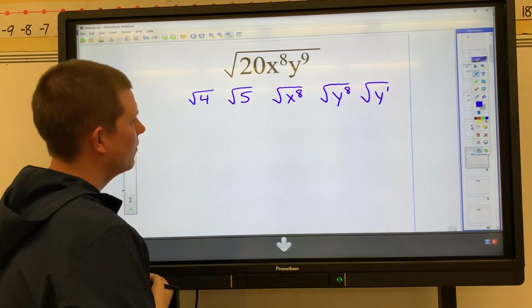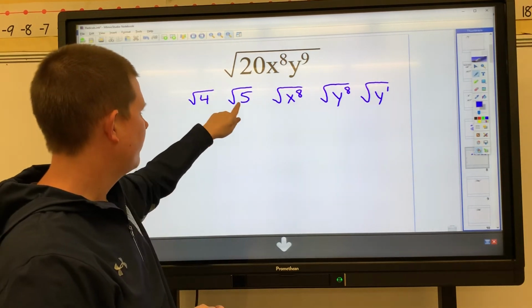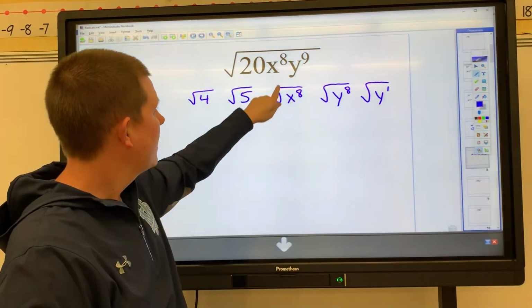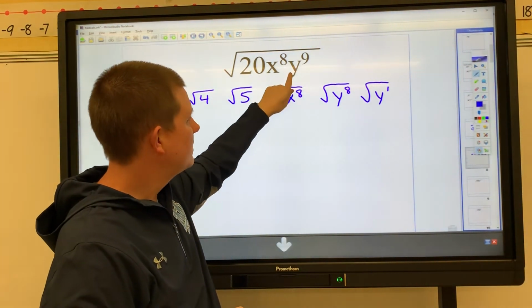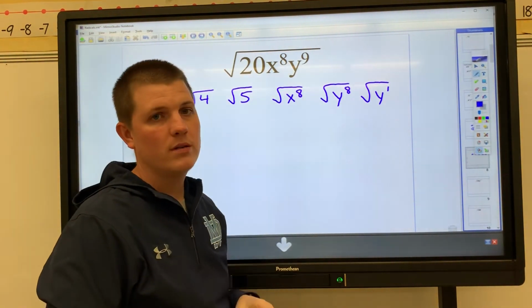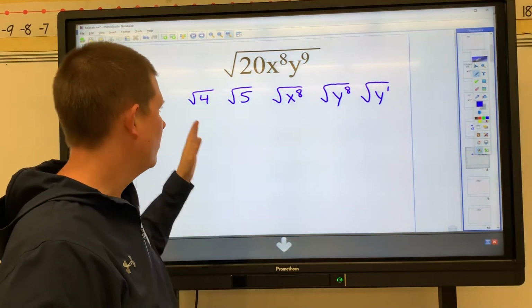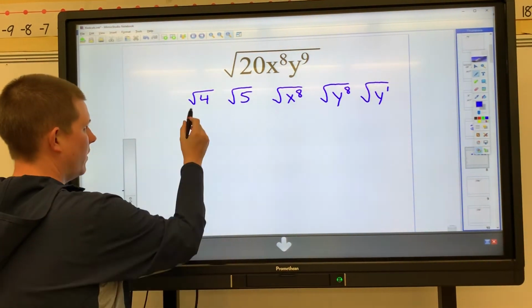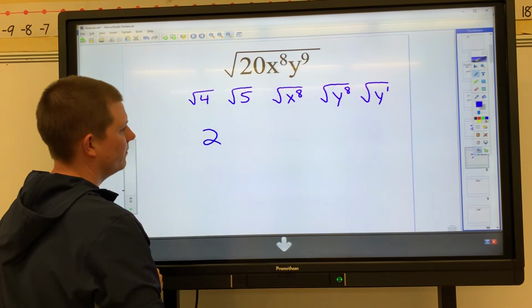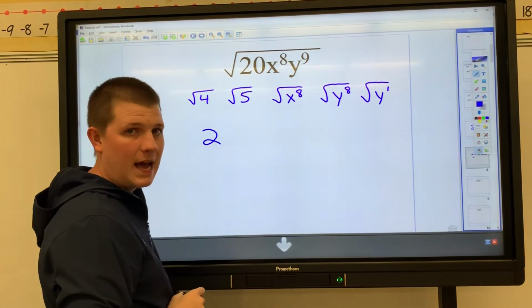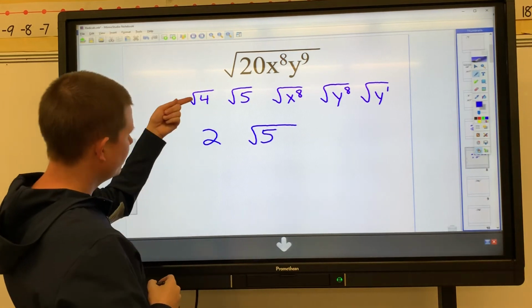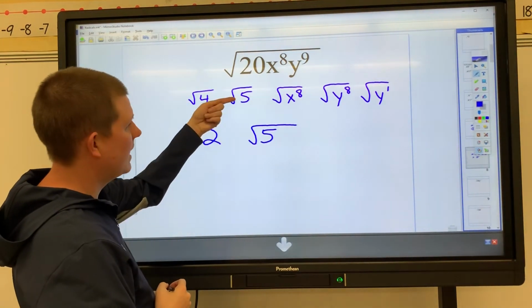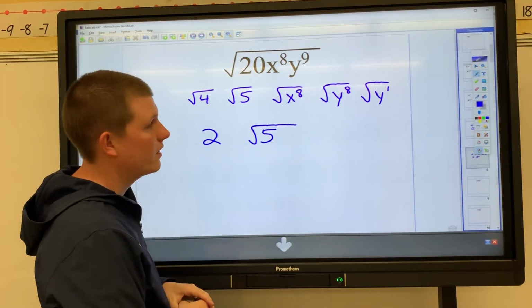Okay? 20 got broken up into 4 and 5 because 4 is a perfect square. X to the 8th stayed x to the 8th because it's an even exponent. Y to the 9th is 8 and 1 because 9 is odd. So now we look at each one separately. Square root of 4 is 2. Square root of 5 we cannot answer, so we leave it as square root 5. I can answer this, it goes there. I cannot answer that, it stays inside the radical.